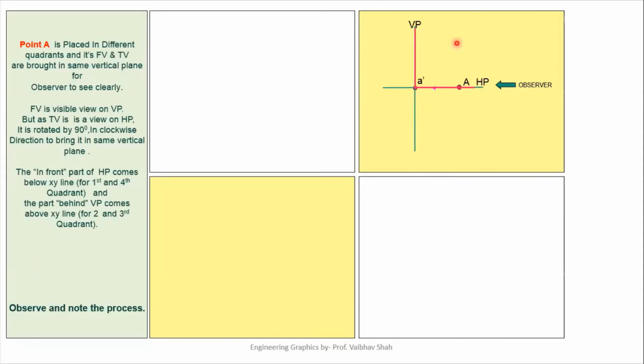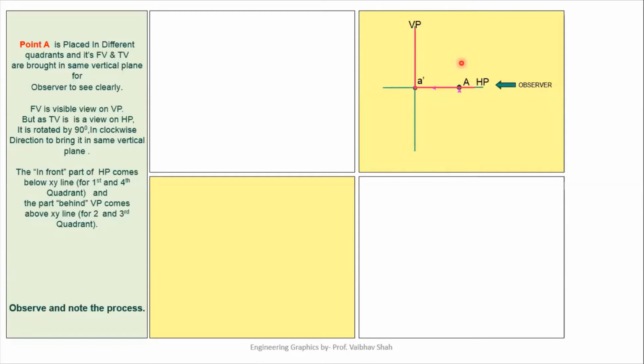Now if we try to observe the top view from this top direction, we can have the point A somewhere here on this line itself, because your point is already on HP. So that means we know that the top view always lies on HP. So your point and your projection of top view would lie on the same point.